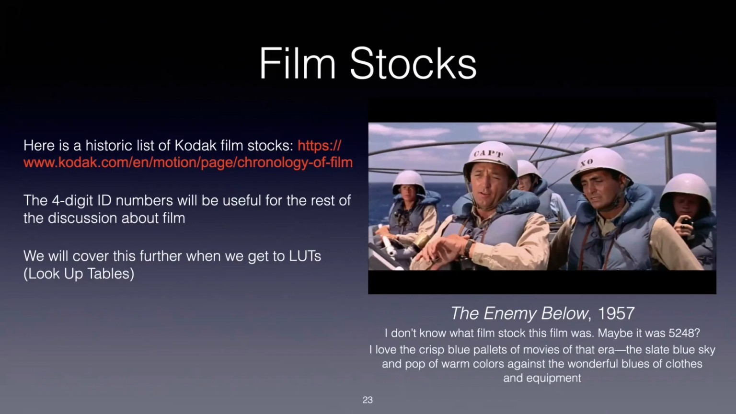I like this image here from this movie, The Enemy Below, because I like the blues in it. This slate colored sky and all of the wonderful blues. And then they highlighted it all with those warm colors. I tried to find out what film stock this was, and it might have been 5248. You can get it from this Kodak page, because it talks about the chronology of film, and all the film stocks that Kodak ever made are listed in a table on that link.